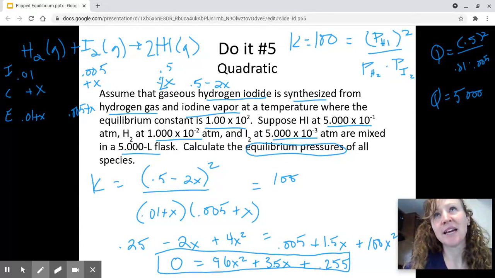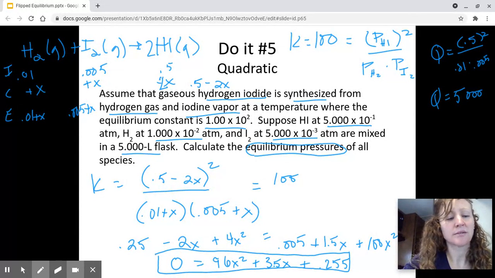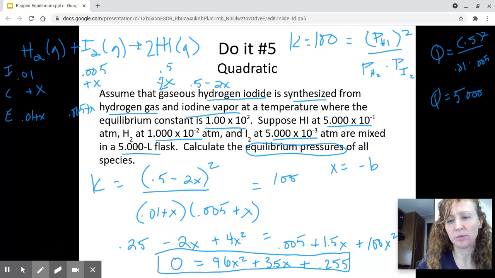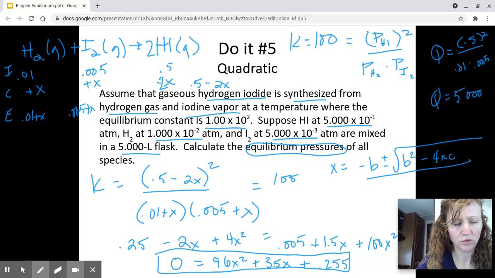right? So it's something like minus b, okay, x equals minus b plus or minus the square root of b squared minus 4ac, all over 2a.